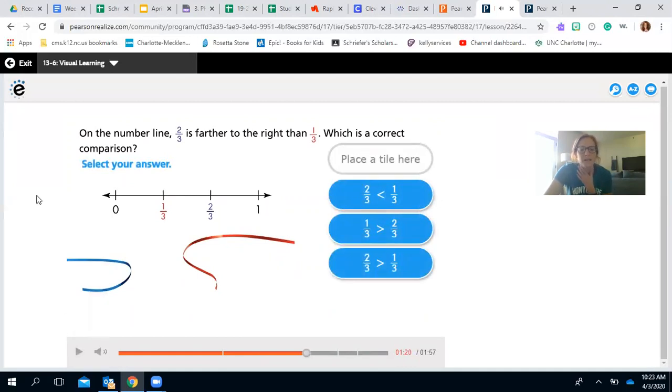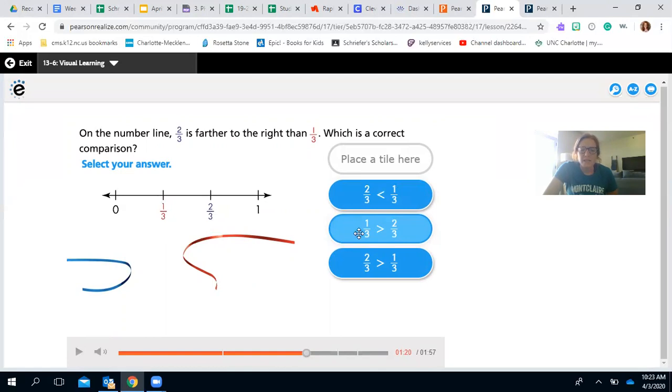So which one is the correct comparison? 1/3 is closer to 0 and 2/3 is closer to 1. So this says 2/3 is less than 1/3. That means 2/3 is smaller than 1/3. What do you think? Is that our answer choice?